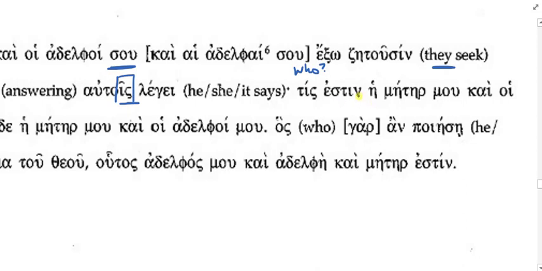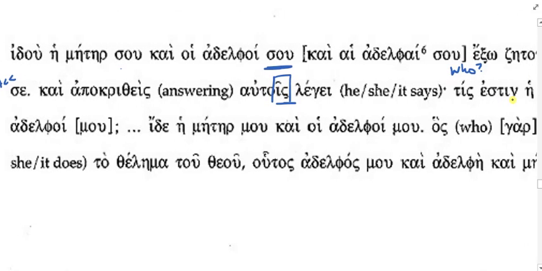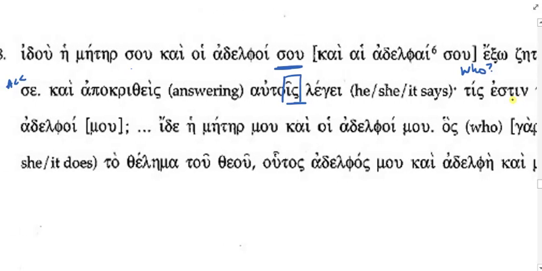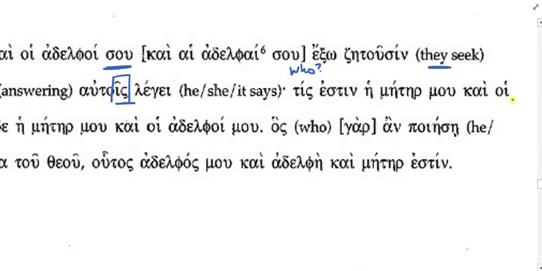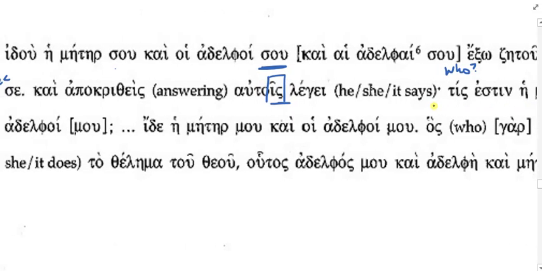So estin is, and then he meter mou, my mother. Kai hoi adelphoi mou, and my brothers. Okay. So why are he meter and hoi adelphoi in the nominative case here? That's right. Because with verbs like eimi, we have a copular construction. The subject and the predicate are both going to be nominative case. Okay. So tis is nominative and he meter and hoi adelphoi are nominative. Ide, behold. He meter mou, kai hoi adelphoi mou.